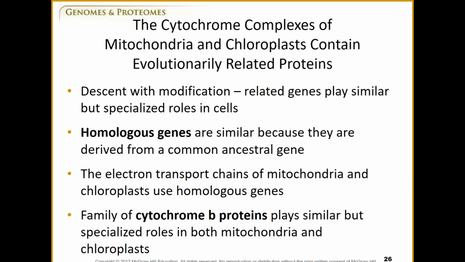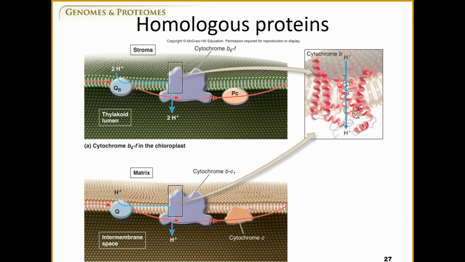So these complexes in the electron transport chains are very similar between chloroplasts and mitochondria, showing really the relatedness of everything. These genes are derived from a common ancestor, which is so cool. Cytochrome B proteins will play a very similar role in both mitochondria and chloroplasts. So very similar genes used. And this shows these homologous proteins. Here's cytochrome B, F, and this is cytochrome B, C, and they both have these very similar cytochrome B proteins.